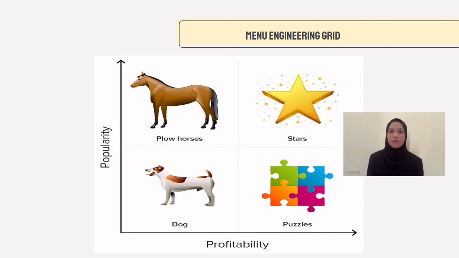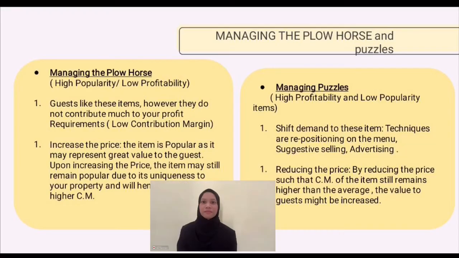The four key menu categories are: plow horses, which are items that are relatively popular but have a low contribution margin. Items in this category can have their menu price increased. Next is stars, which have both high popularity and high contribution margin. Puzzles have relatively low popularity and high margins. Dogs are both low in popularity and contribution margin.